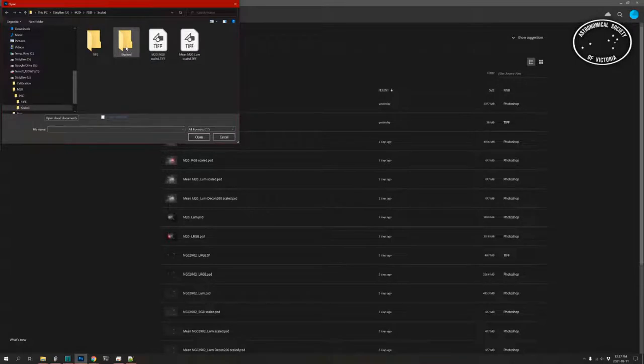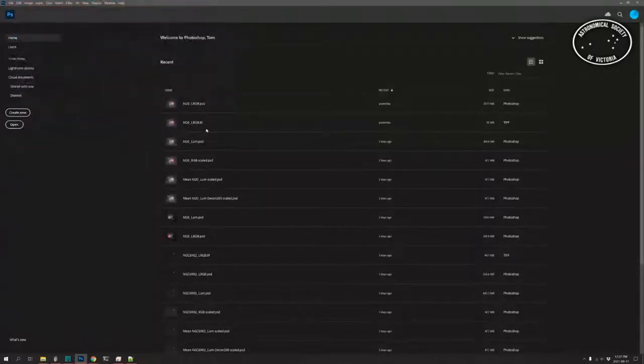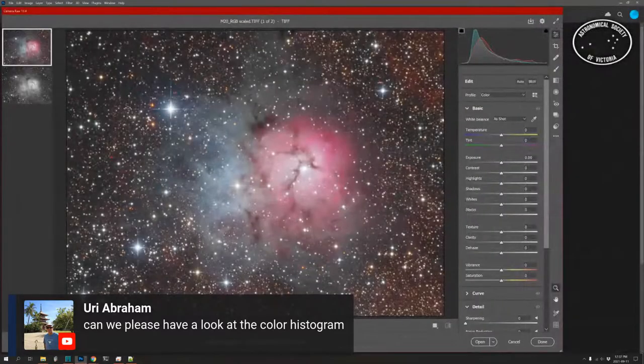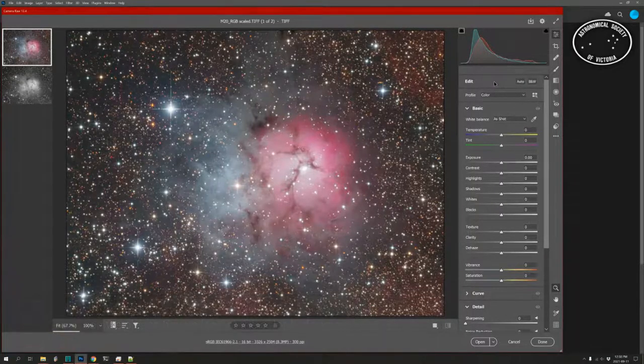So they're in the scaled directory. There they are. Now I've set Photoshop up to open TIFF files in Camera Raw. Yep. And this is one of the slowest parts of the whole process, opening two images in Camera Raw. So while we're waiting for that, Uri wants to know if we can have a look at the color histogram, which I think we're going to get to have a look at now, aren't we? There's the color histogram in Camera Raw. There we go. So nice and neutral in the background.